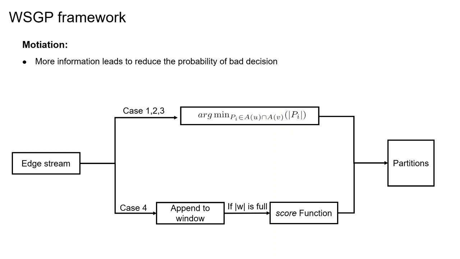Cases 1, 2, 3 are well handled. We don't need to change them. For case 4, we don't directly assign this kind of edge to any partition. We first cache them and make a decision later.